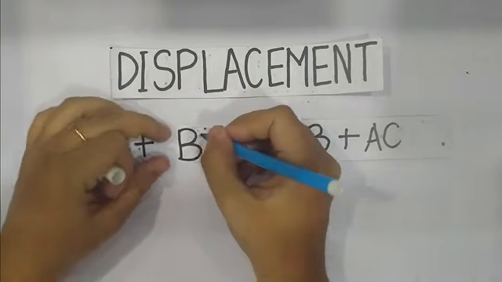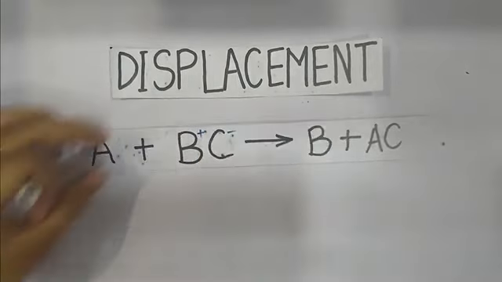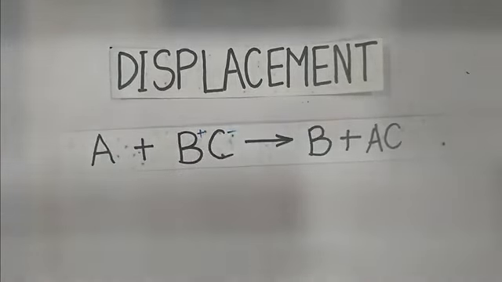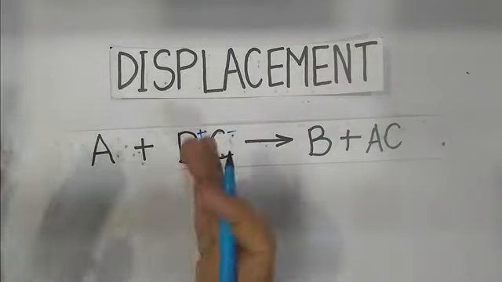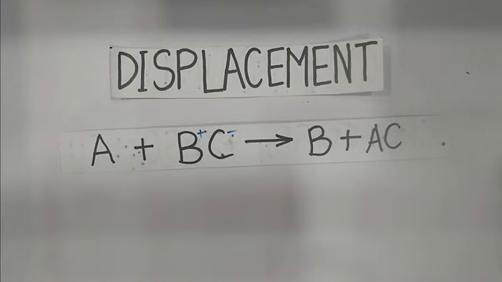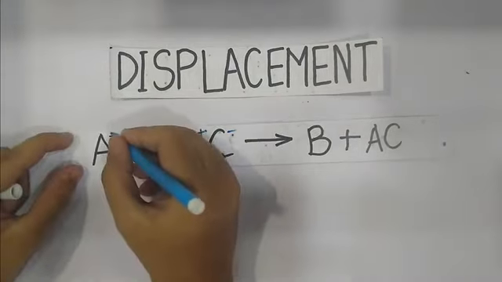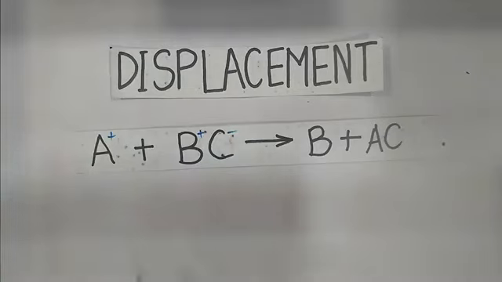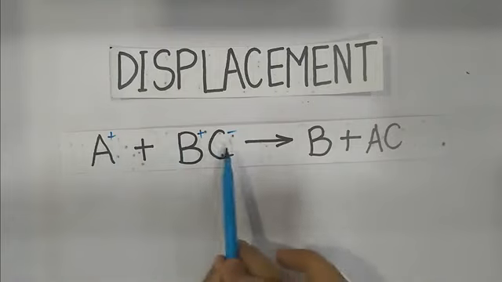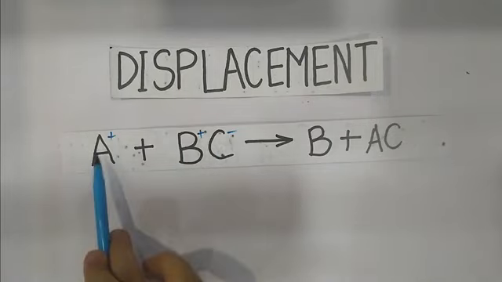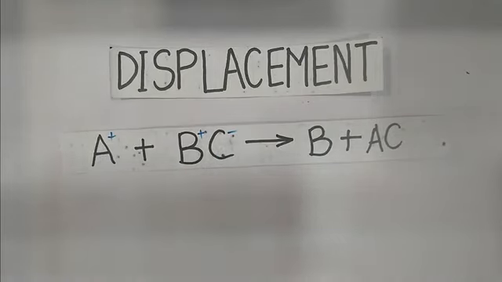So let us just write that down. Alright, B, I gave it a positive charge, C, I gave it a negative charge, and A, which was the element present on the reactant side, is also given a positive. Now you know that positive and positive do not attract. Only positive and negative attract each other. That is why A was attached to C and B was left out.